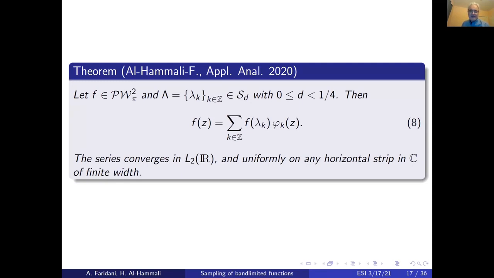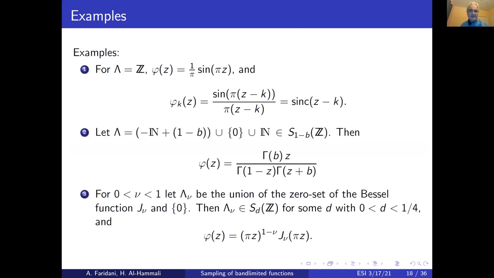Now, surveying the literature, what is new here? If lambda is in S_d of the integers, then this is known. So the new part is we can go from perturbing the integers to perturbing any zero set of a pi sine type function. Now, the literature on non-equidistant sampling I found is rich in theory and thin on examples. So I want to make sure there are actually examples where this applies. It's not just a formula.